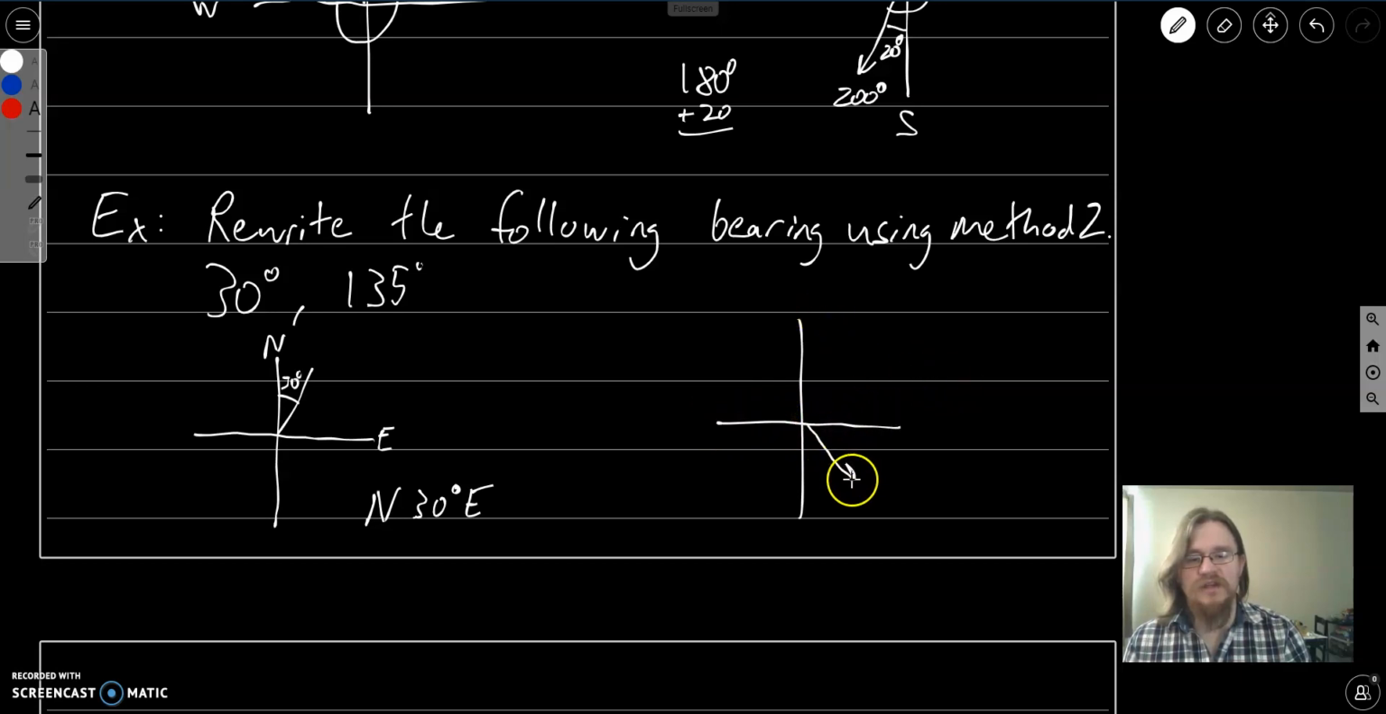135 is going to be down here. This is going to be 135. And if we do the math, I'm running out of time, but if we do the math, this angle is going to be 45 degrees, which is going to be south, but also in the east direction. So this is going to be south 45 east.